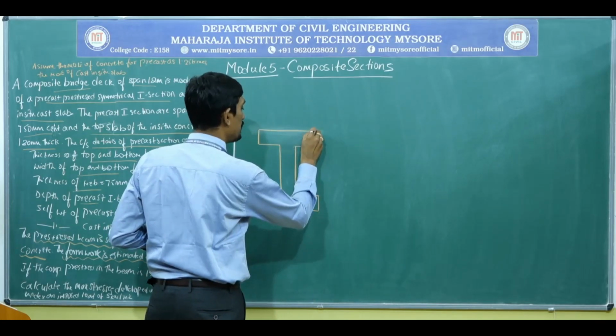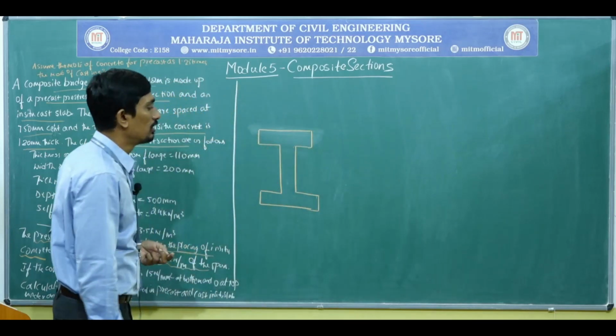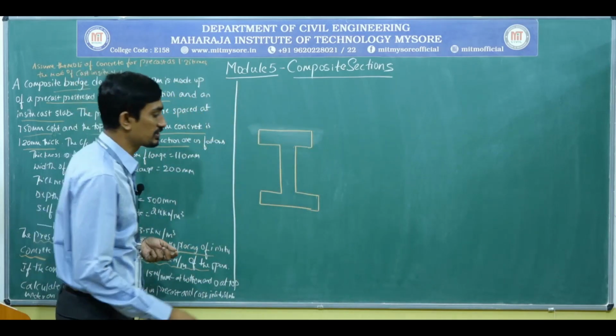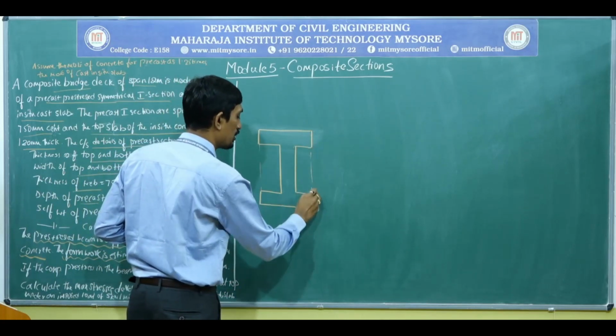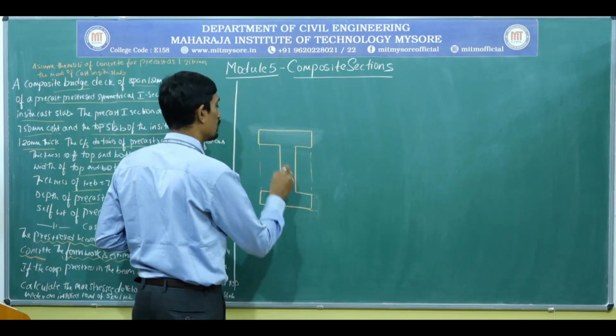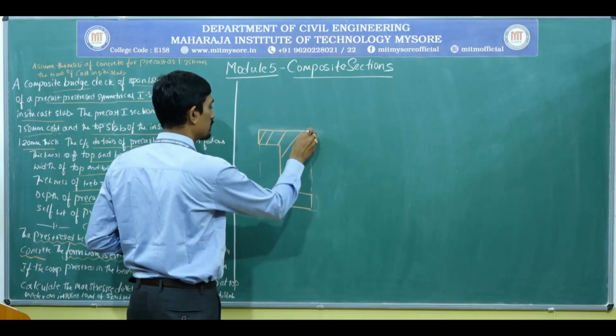In the last problem it was a rectangular section. Now the precast pre-stressed section is a symmetrical section. Okay, so let me hatch this.